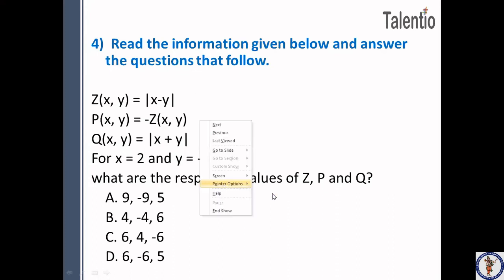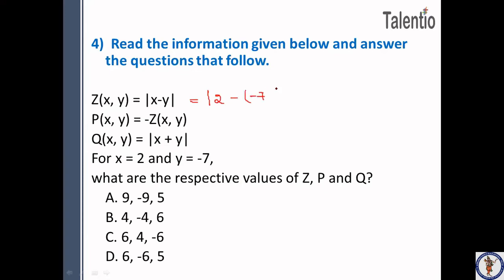First, let us solve z. So what is z? It is equal to mod of x minus y. So what is the value of x? 2 minus y. That is nothing but minus of minus 7, which is equal to mod of 2 plus 7. So what is 2 plus 7? 9. So mod 9. What is mod 9? Whenever you have this mod, mod of A is equal to A and mod of minus A is also equal to A. So mod of 9 is equal to 9. So the z value is equal to 9.